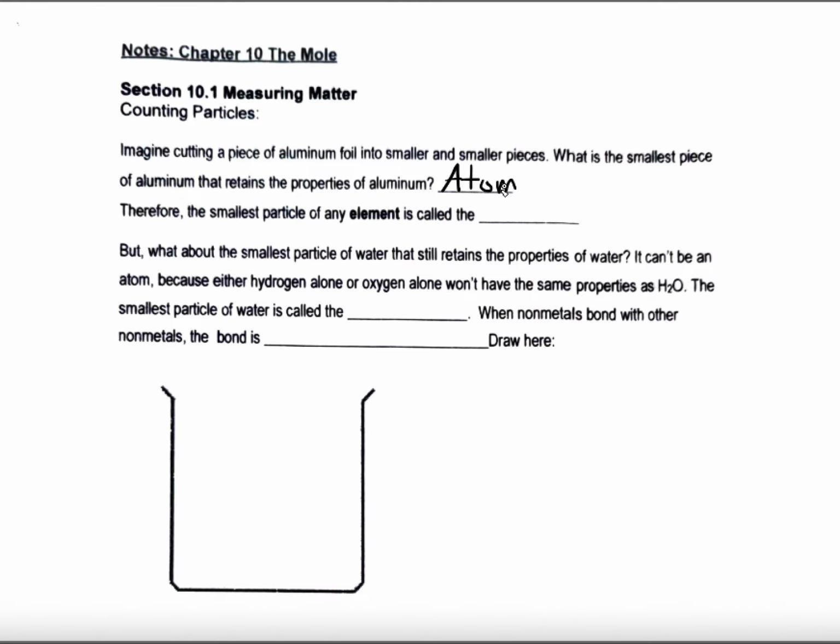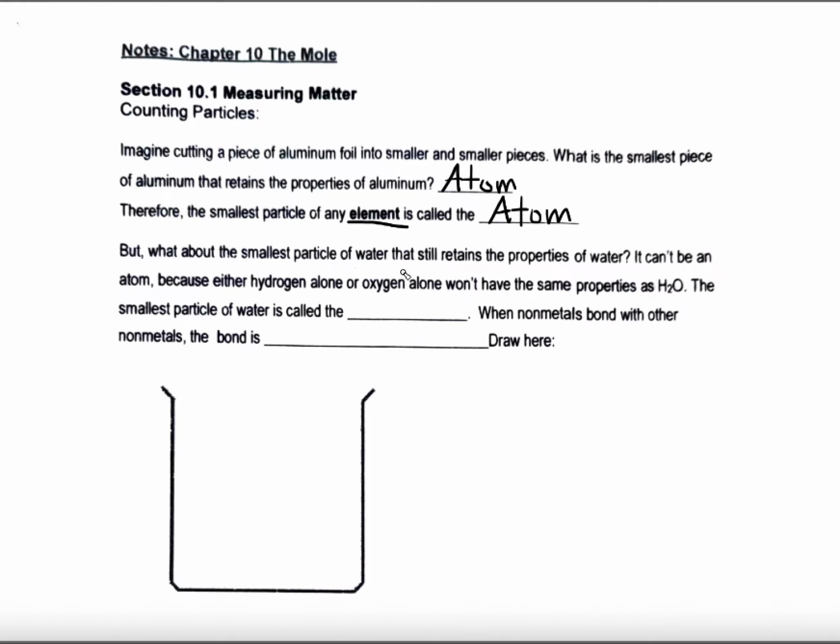And if we were to break down that atom further, we would no longer have aluminum, right? So therefore, the smallest particle of any element from the periodic table is called an atom. So if we're dealing with elements, then that means we are dealing with atoms.